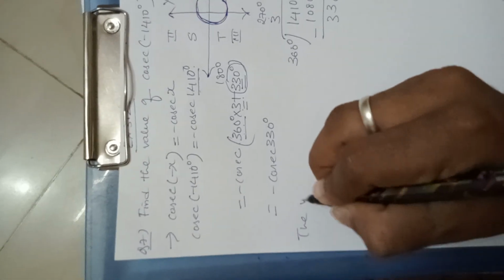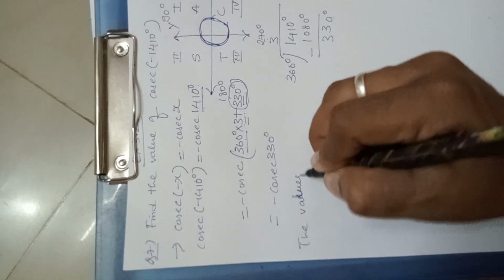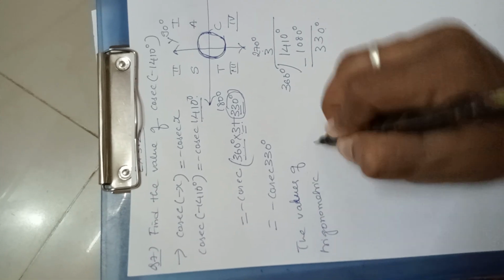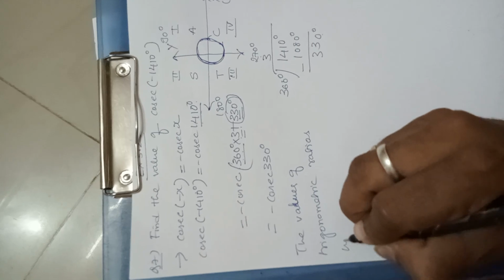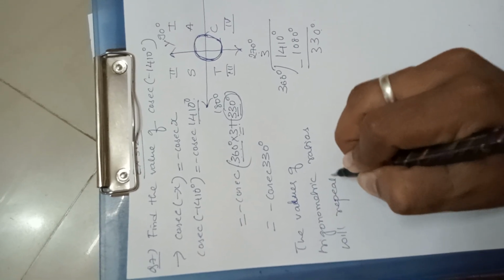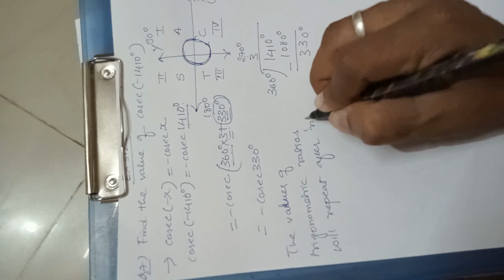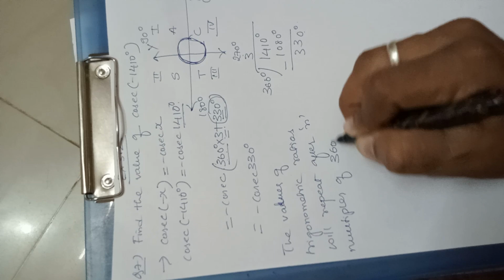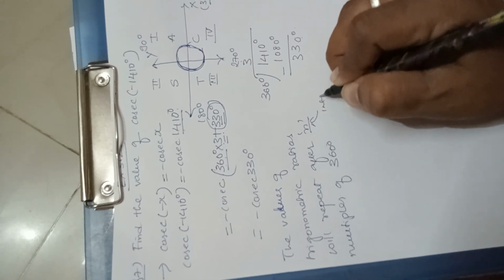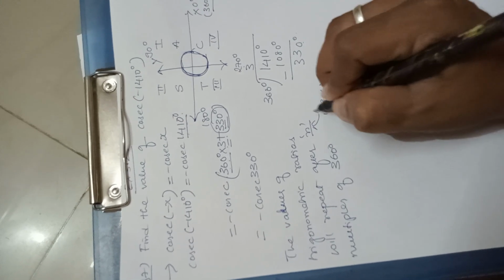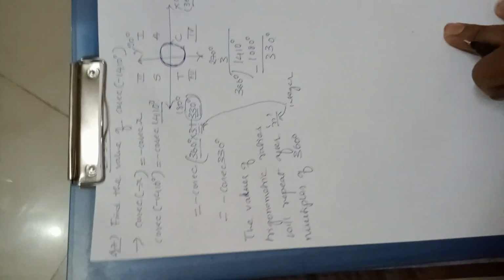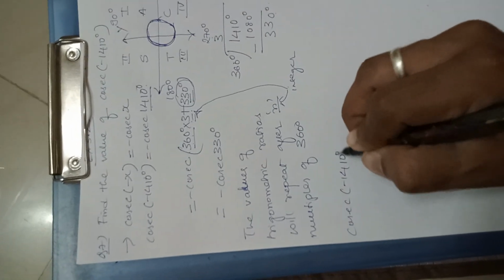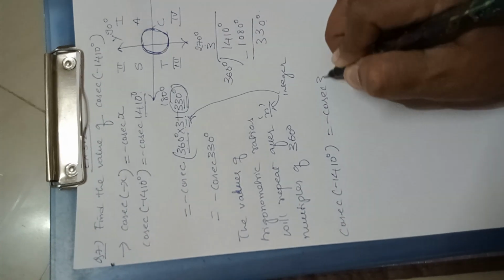The values of trigonometric ratios will repeat after n multiples of 360 degrees. Here, what does n refer to? n refers to an integer. In this problem, what is the value of n? It is 3. So now coming back to this, cosecant minus 1410 degrees can be written as minus cosecant 330 degrees.